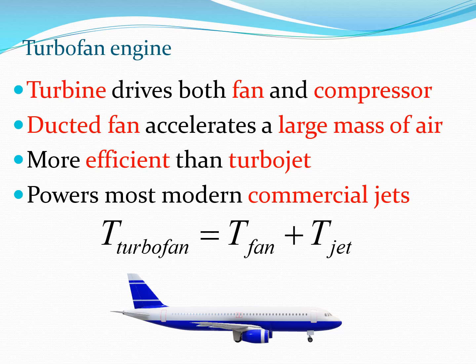Now, like I mentioned, for the turbofan, the turbine drives both the fan and the compressor. The ducted fan is able to accelerate a larger mass of air, and so it turns out that the turbofan engine is more efficient than the turbojet. It consumes less fuel and less money, and that's very important for commercial jets, because as you know, the airline industry works on very thin profit margins, so any profit you can make is certainly very welcome. So the turbofan thrust can be said to be the sum of the fan thrust and the jet thrust, which is the total thrust generated by accelerating these two masses of air.